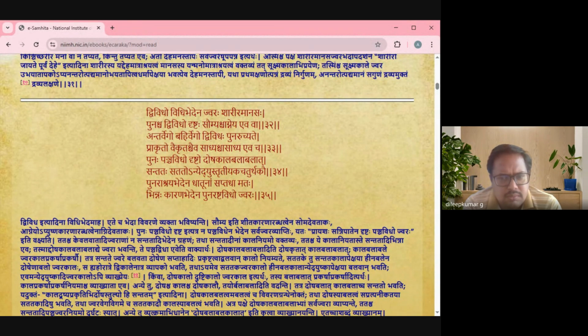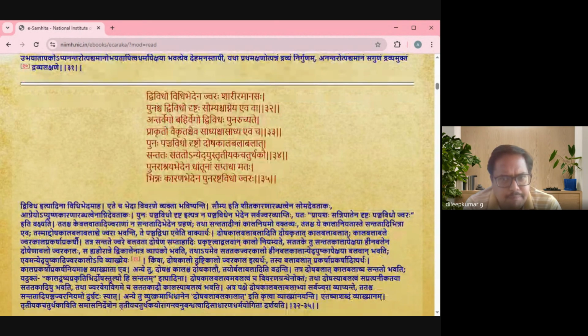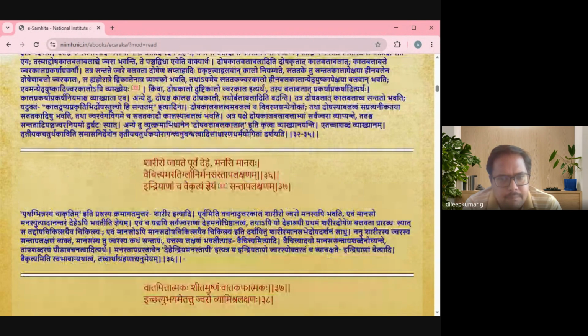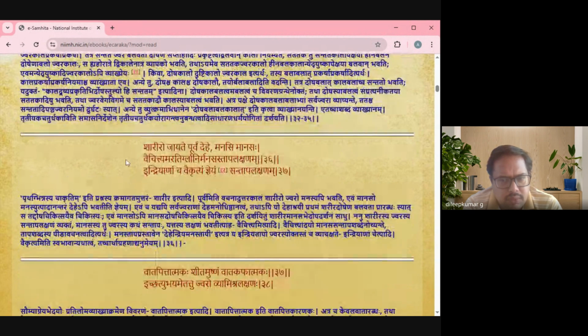Punaravartaka Jwara. So these are all different types of classification of Jwara. One by one classification is mentioned.